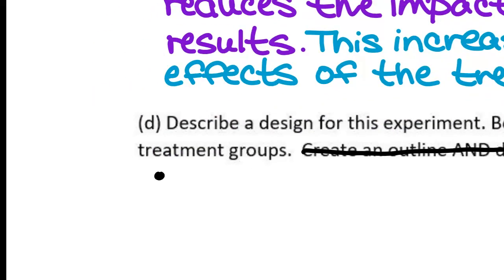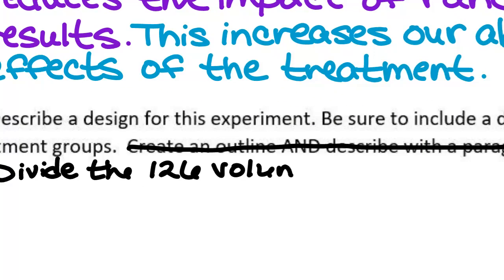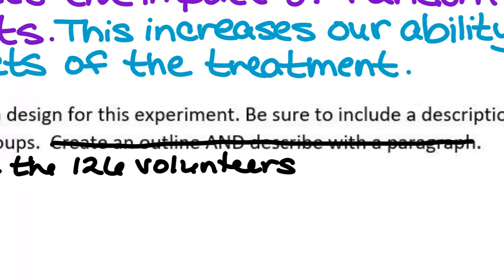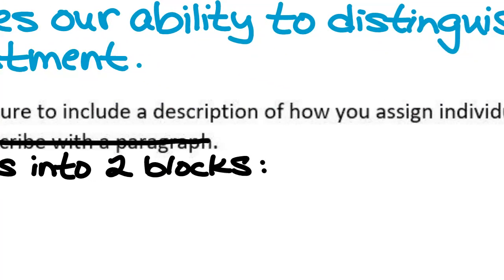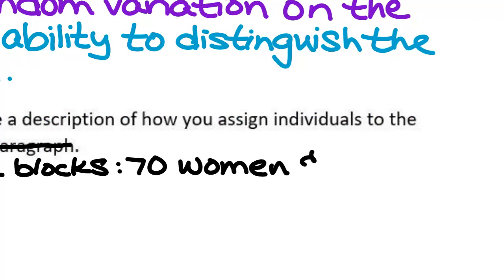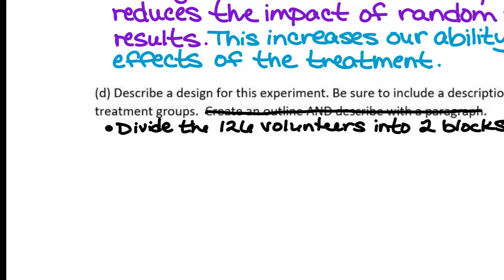So we said we want a randomized block design. The first thing I'm going to do is divide the 126 volunteers into 2 blocks, 70 women and 56 men. All right, so now I have these 2 blocks.